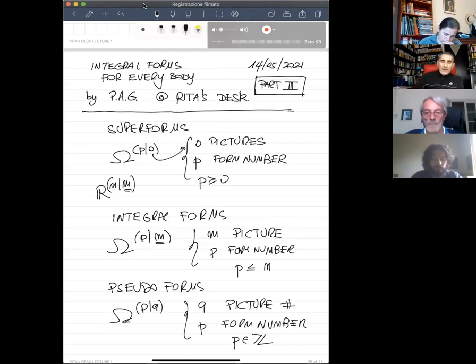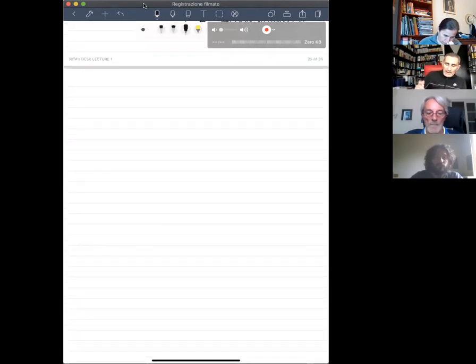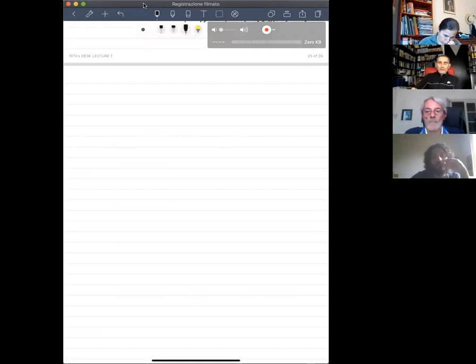So a nice way to represent those spaces is the following. Let me draw a big complex. In the first line, I have this object, omega 0.